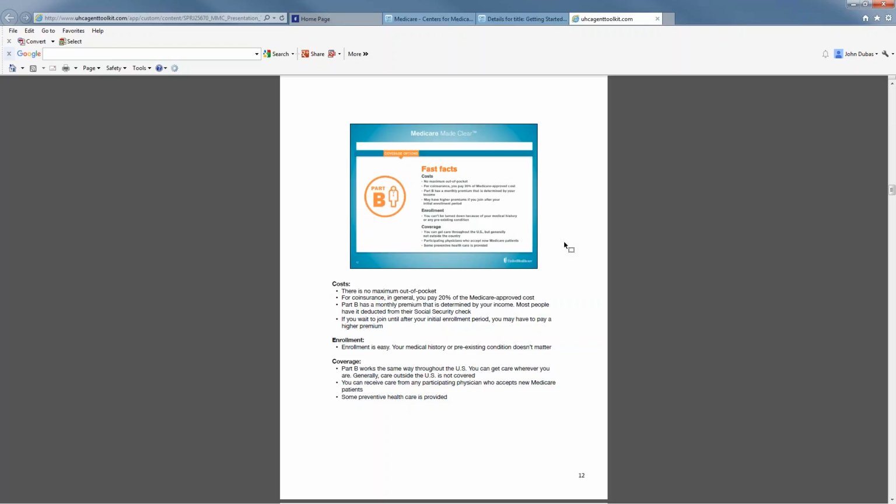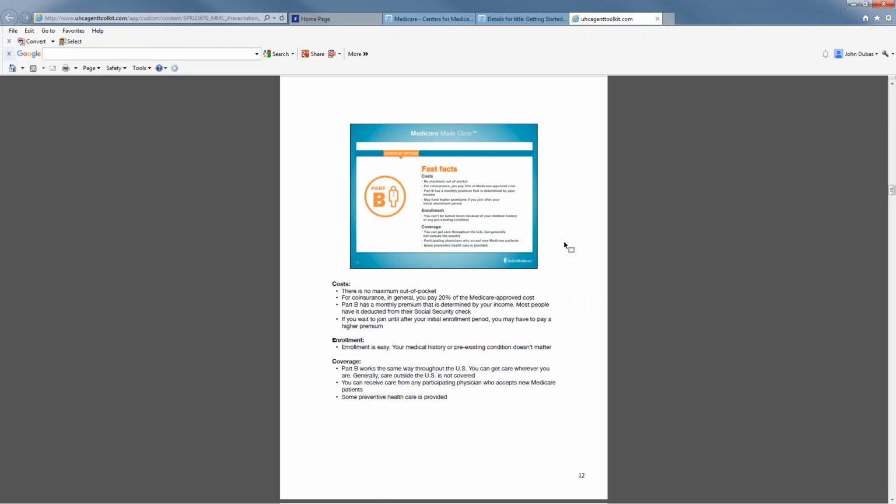If you wait to join after your initial enrollment period, you may have to pay a higher premium for those coverages, and that is based on whether or not you have other circumstances that the government considers creditable coverage for Part B. The enrollment, once again, is easy. It's just a little bit of paperwork. The medical history or pre-existing conditions you might have doesn't matter when it comes to enrollment.